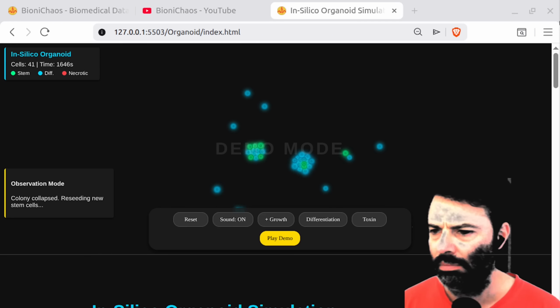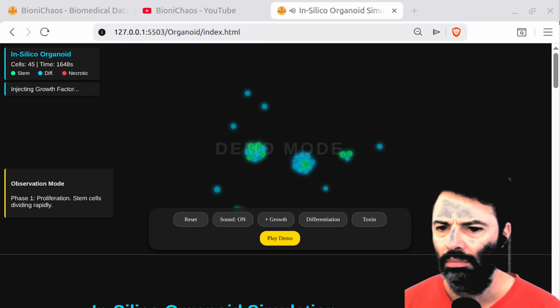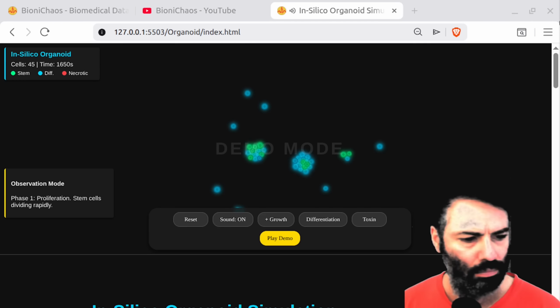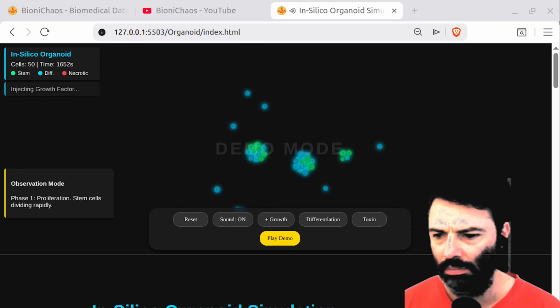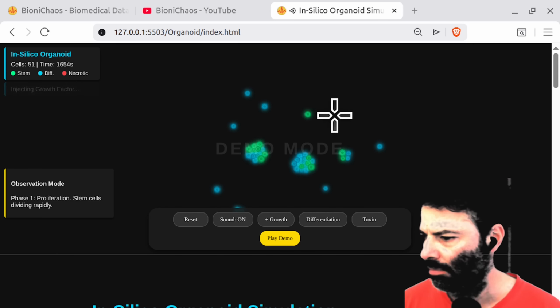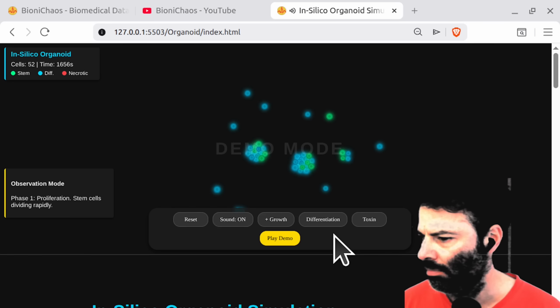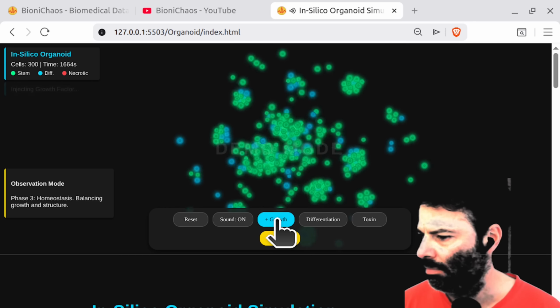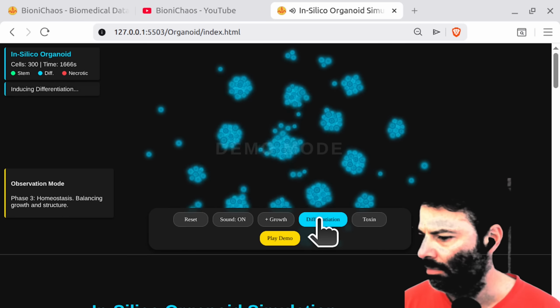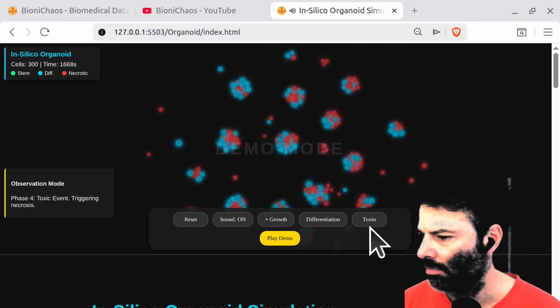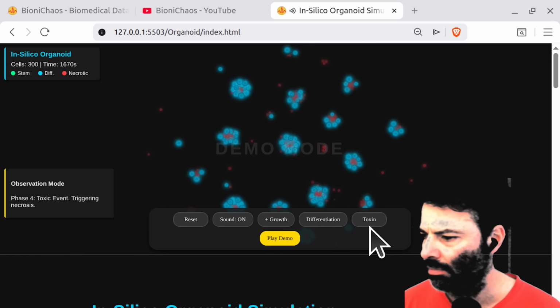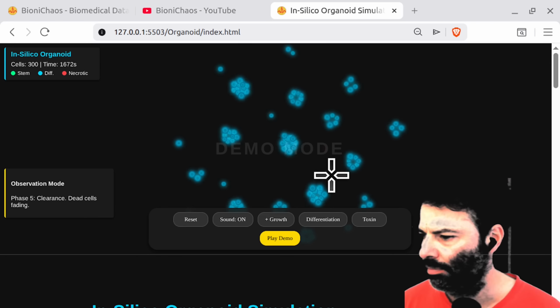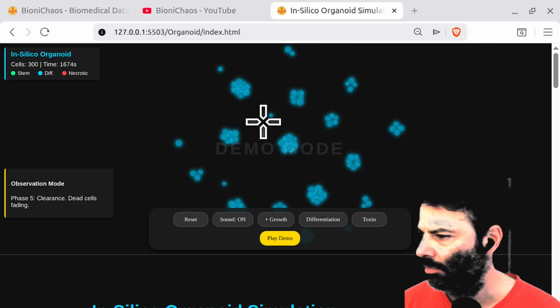Simple explanation. Green cells equal young cells that can still divide and make copies of themselves. Blue cells equal mature cells that have stopped dividing, like how your muscle or nerve cells can't split into new ones. Why growth doesn't work on blue cells? Growth requires cells that can divide. If all your cells are blue, mature, there's nothing left that can split. It's like trying to make more babies from adults, biologically impossible. So plus growth only works when you have green stem cells available to divide.